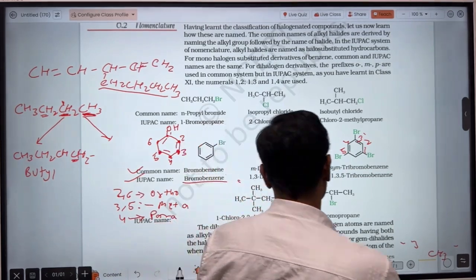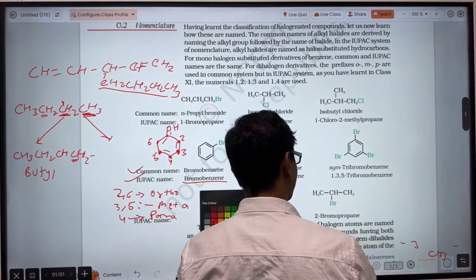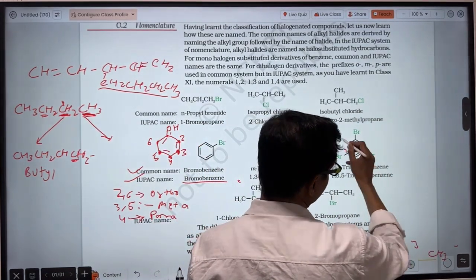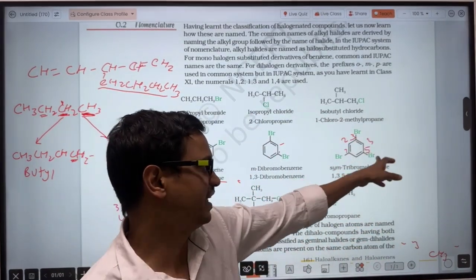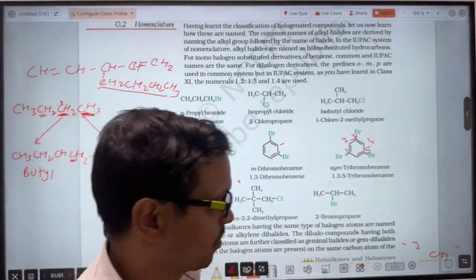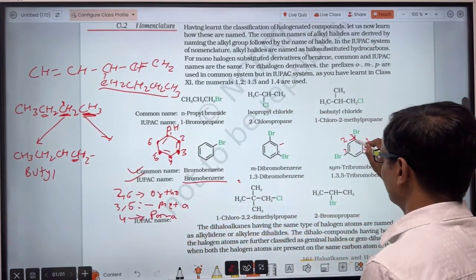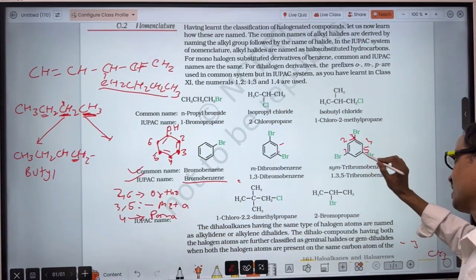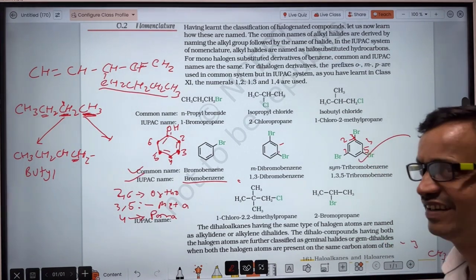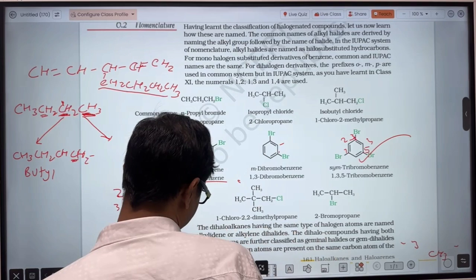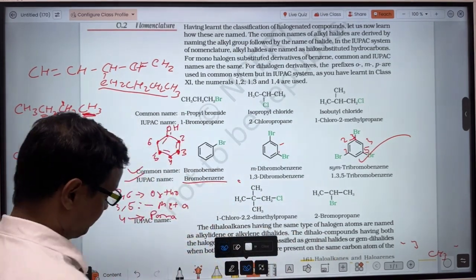In the same way, you can also consider this carbon as the first carbon: 1, 2, 3, 4, 5. Here also it is 1,3,5-tribromobenzene. So whether you consider this carbon as the first carbon, or this carbon, or this carbon as the first carbon atom, the IUPAC name will be the same. That is 1,3,5-tribromobenzene.